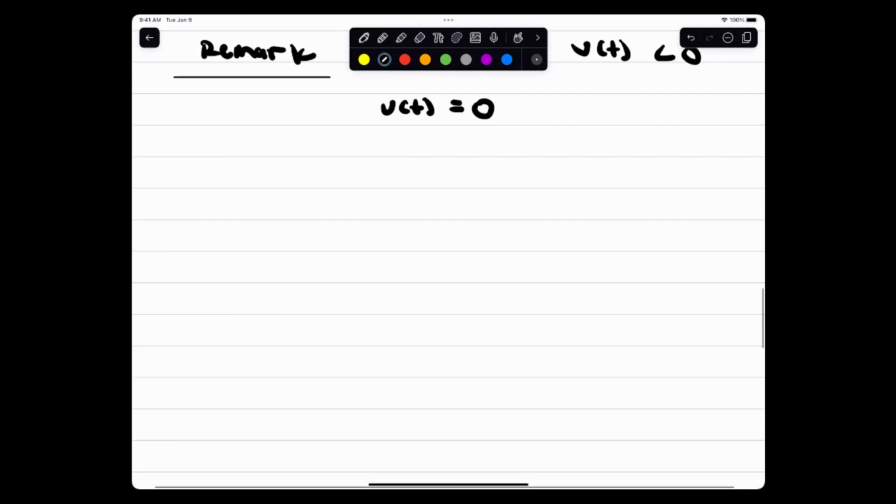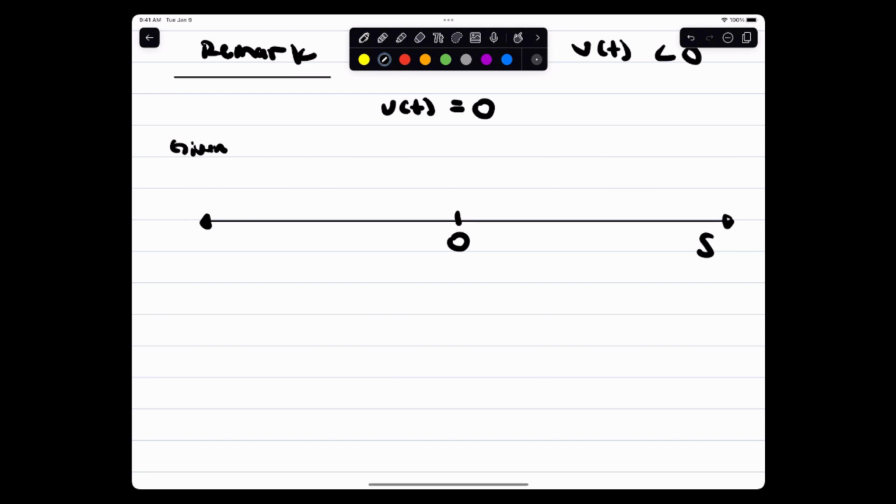Okay, so remember, we started off this definition this way. Let me do this here for you. Think of a particle. This is our location 0, and I'm going to call this S, because what you're always given is this position function for a particle.